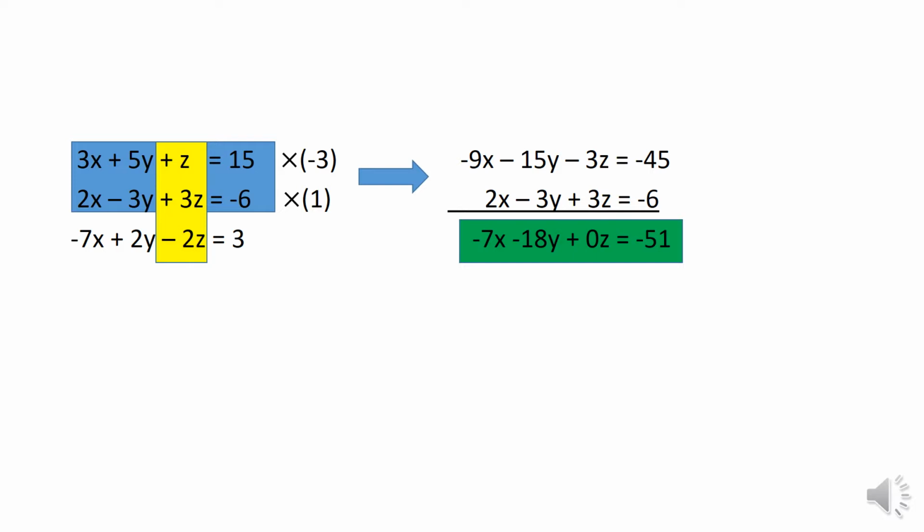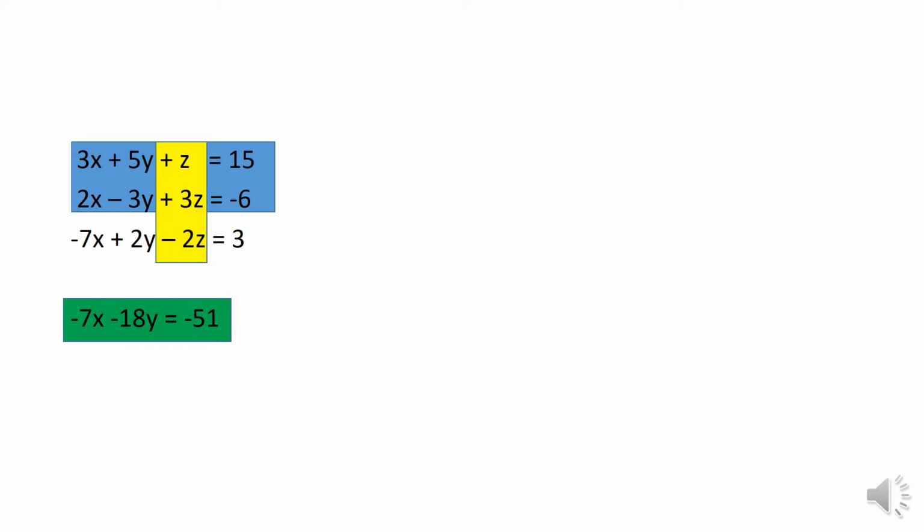So now we have one equation that only has two variables. So let's go ahead and save that. We can use that later, but for now we're just going to set it aside. So we got one equation with just x and y.